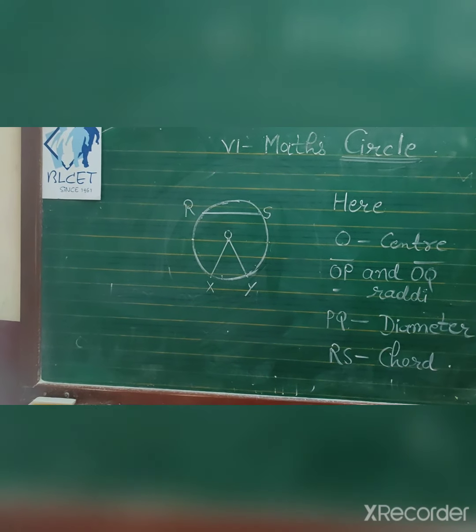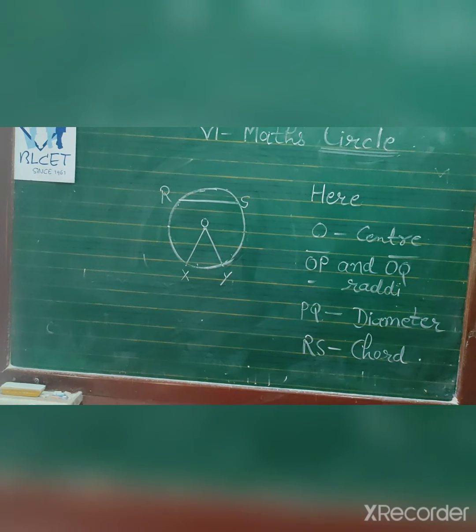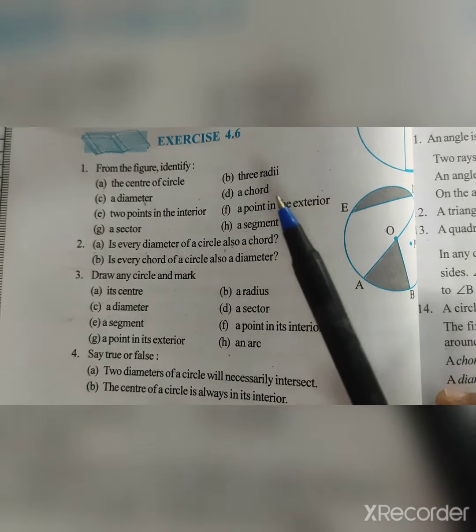A diameter divides the circle into two halves, and each half is called a semicircle. Let us start exercise 4.6. From the figure, identify the center of the circle. O is the center of the circle. Then the names of the 3 radii.